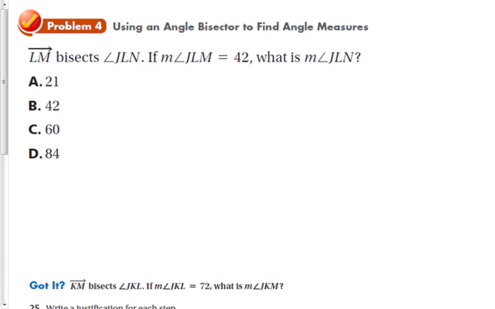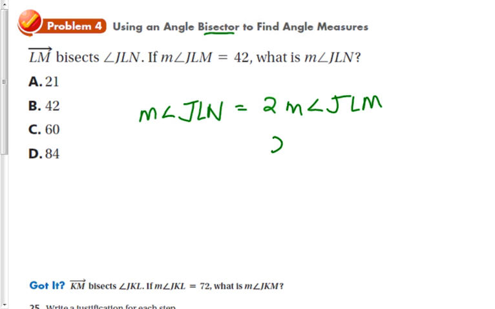All right, and the last problem, using an angle bisector. Remember, bisector means it splits something in 2 equal halves. So we can say that the measure of angle JLN is equal to twice the measure of angle JLM. That's by definition of angle bisector. So that equals 2 times 42, which is 84.